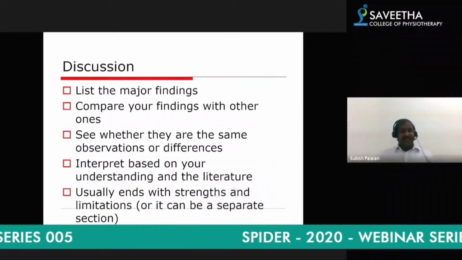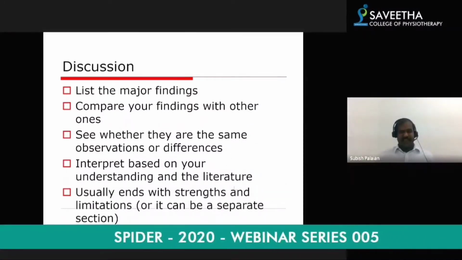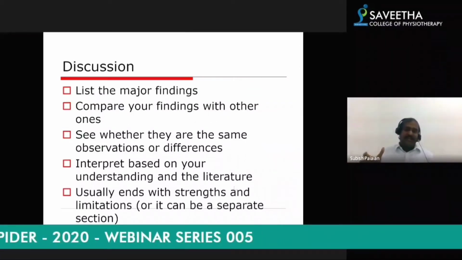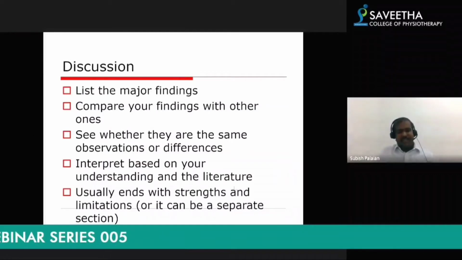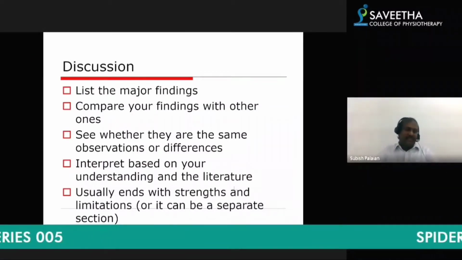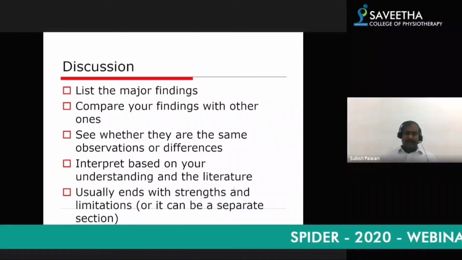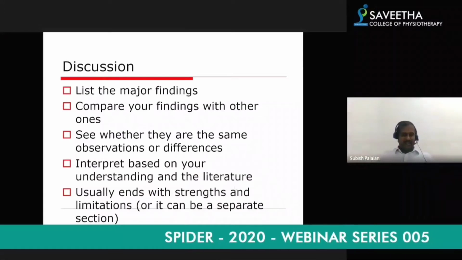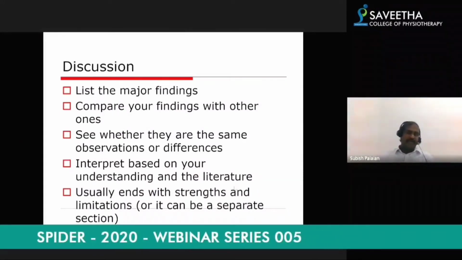Now the discussion. Students normally find the discussion difficult. What sometimes students do is see how the discussion is done in other journals and try to copy it, but you land up in a big mess. Let us not do that. I give you a very important and very simple approach that can be used in making the discussion. Let us see that. All of you, please listen carefully, especially the students.